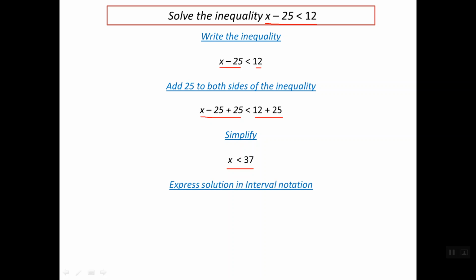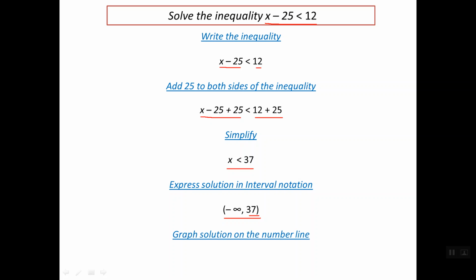So now we can simply express the solution in interval notation. So we say that the interval from minus infinity till 37 are all solutions for this inequality. See that 37 is not part of the solution.